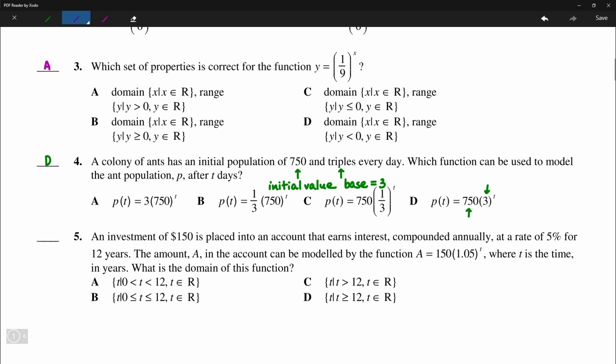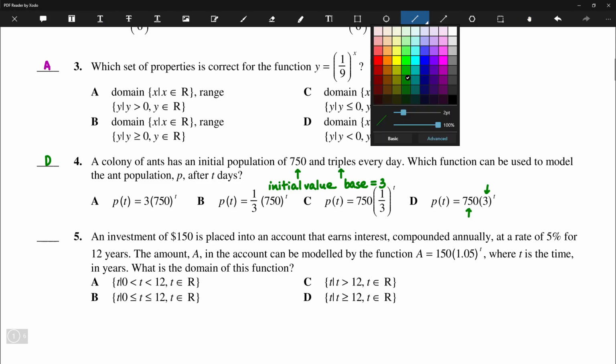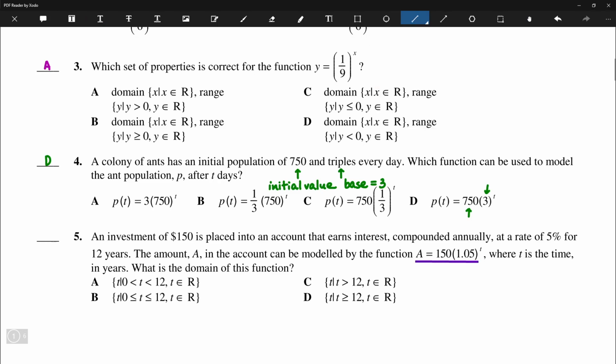Number 5, investment of $150. Interest is compounded annually, 5% for 12 years. So we are given the function right here, where t is the time. So the time can vary between 0 and all the way up to 12 inclusive. So the answer for this one is going to be B. Okay, we don't know what's going to happen after the 12th year. And of course, the time is going to start with t equals 0. So the answer is B.